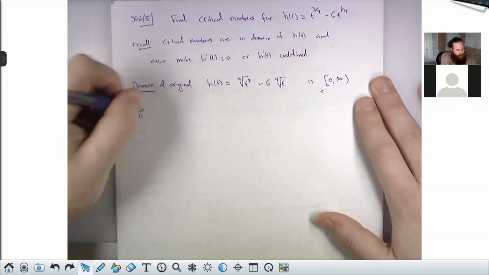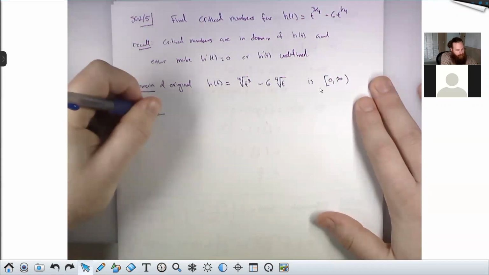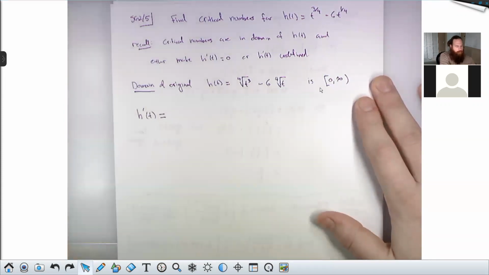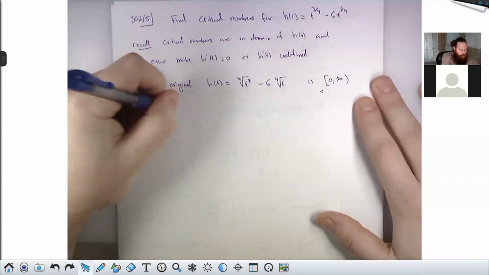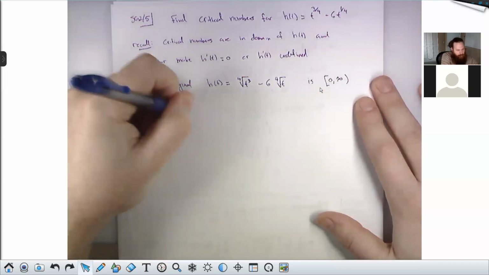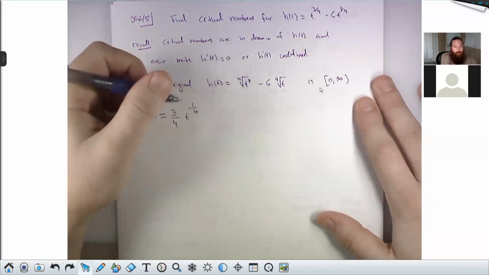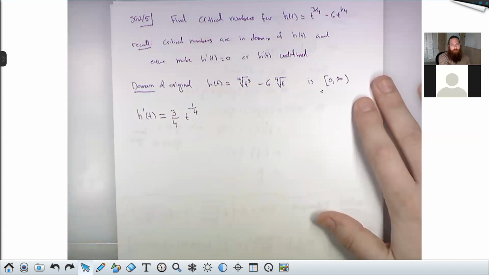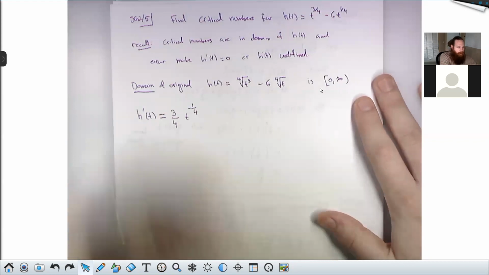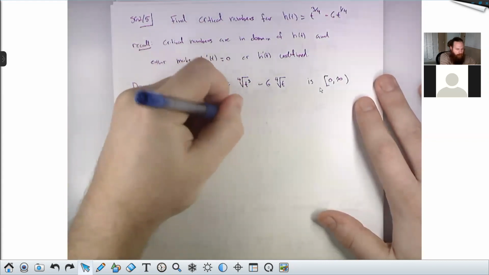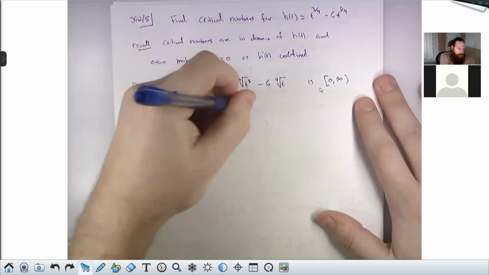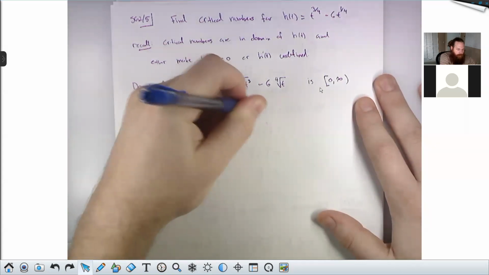So h prime of t. This is just a power rule thing. The derivative of t to the 3/4 is 3/4 t to the negative 1/4. Subtract 1 from the power, bring the power down. And then I've got minus 6 times 1/4 t to the negative 3/4.